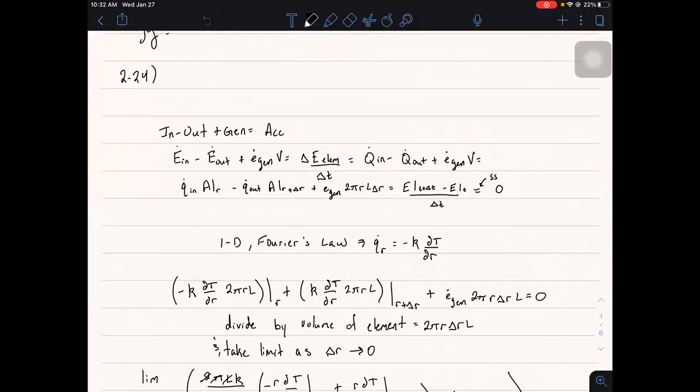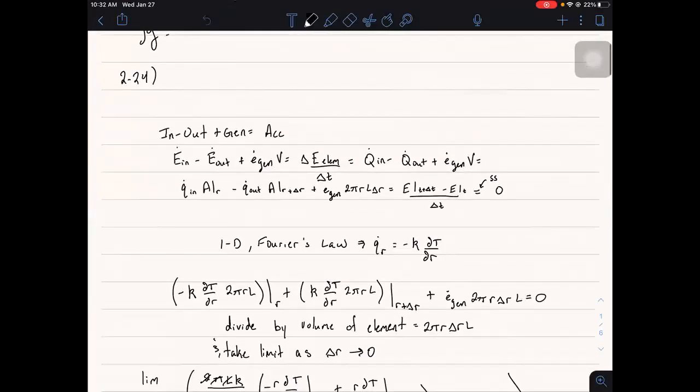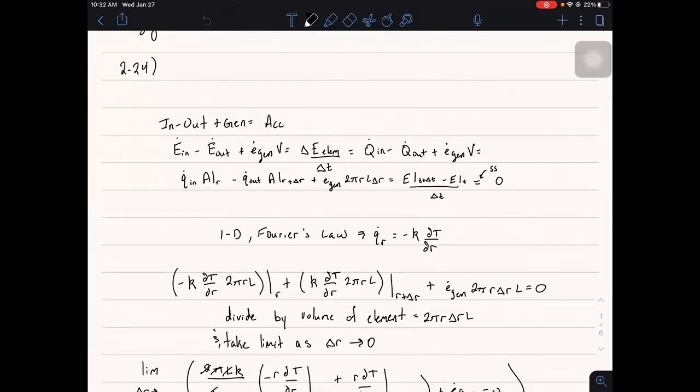I'm here to talk about homework number 2. So for 2-24, it asks to find the energy balance on a cylindrical shell from a one-dimensional, like you have to derive it.